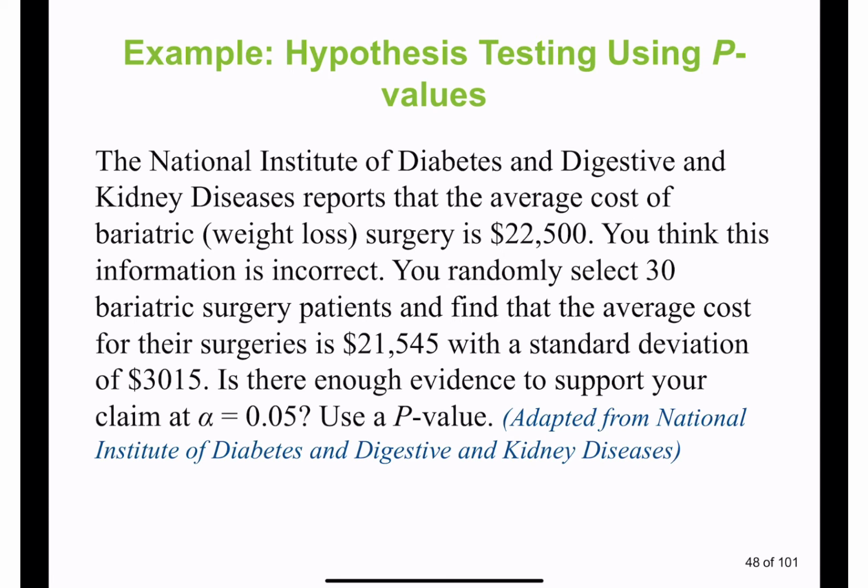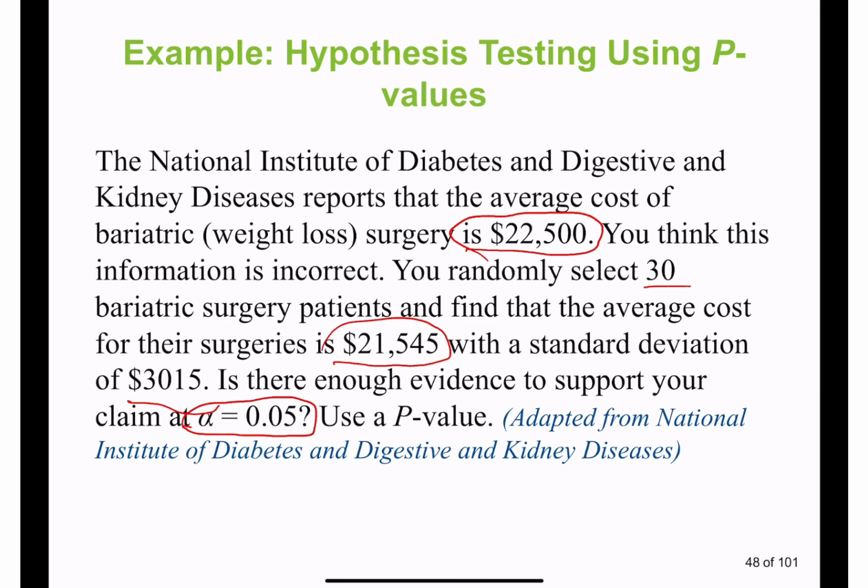Let's solve this one. The National Institute of Diabetes and Digestive and Kidney Disease reports that the average cost of bariatric weight loss surgery is $22,500. It's crazy if somebody wants to go to surgery for losing weight. You think this information is incorrect. You randomly select 30 bariatric surgery patients and find that their surgery cost averages 21,545 with standard deviation 3015. So what's the decision you can make? Is there enough evidence to support the claim at alpha equals 0.05?